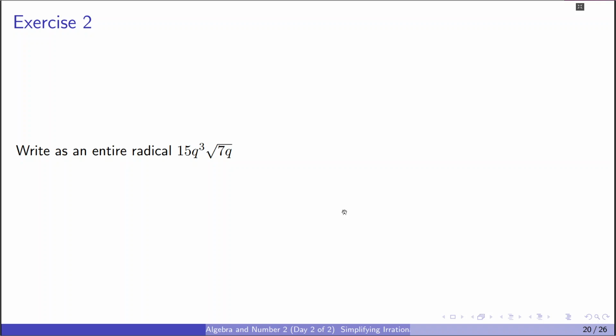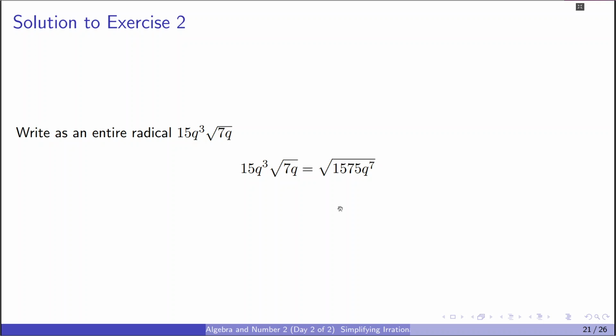Now, we're going to write this as an entire radical. 15q cubed times the square root of 7q. Pause now. Take all the time you need. Okay, writing it as an entire radical tends to be a little bit faster than a mixed radical. We're putting everything in, we square it. So 15 squared times 7 is 1,575. Q squared is q to the 6 times the q we already had makes q to the 7.